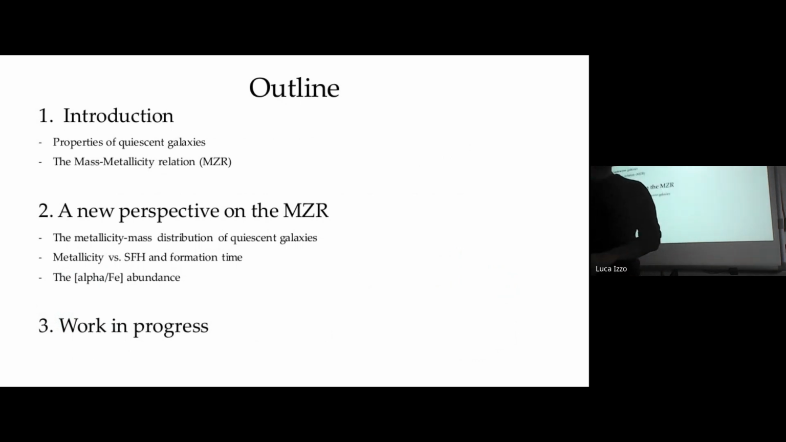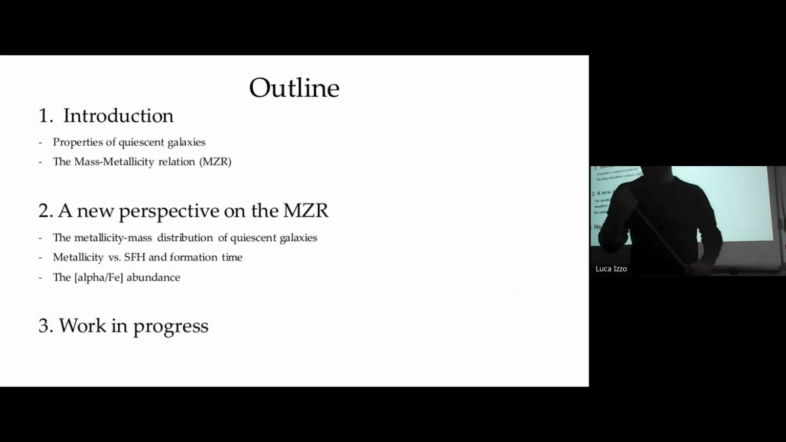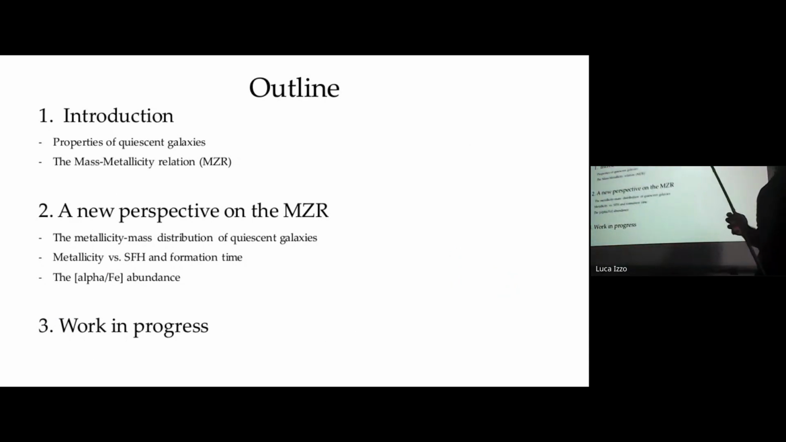Just to give you a brief overview of the talk, I will first briefly introduce what are the quiescent galaxies, what are their properties, and what is the mass-metallicity relation. And then I'm going to present the work I've been doing over the last couple of years. And finally, I will just give you an overview of what I'm doing right now and why I'm in Naples.